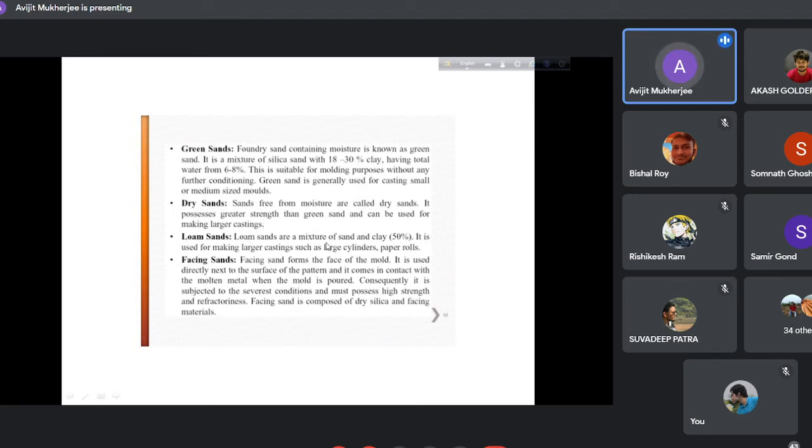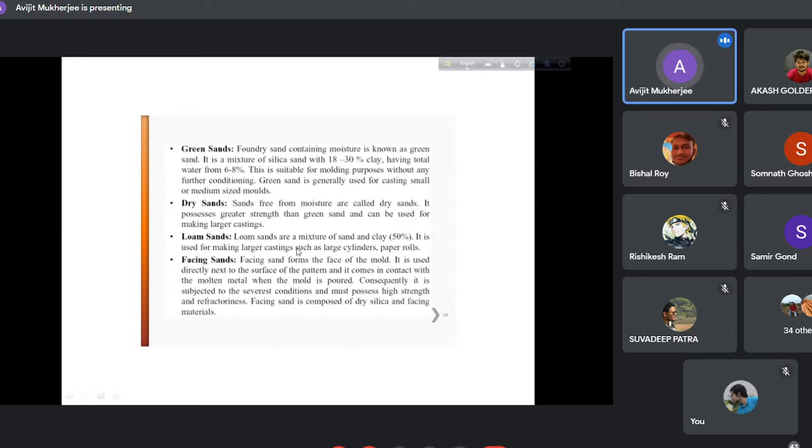Loam sand is where the proportion of clay is 50%, because clay is cheaper compared to molding material. If I want to produce very large castings, such as cylinders and paper rolls, and produce the total structure using good quality sand, then it will be very costly. It may not be economically viable.